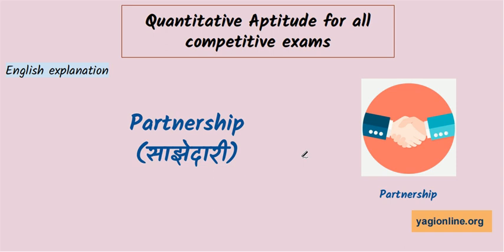Quantitative aptitude, or quant in short, is an integral part of such competitive exams. If you go through the syllabus of quant, you will see that around 25 to 30 topics one should prepare to master quant. Out of those topics, one of the topics is partnership. So today we are going to take up this topic, partnership. So let's understand what partnership is and solve a few typical problems on partnership.